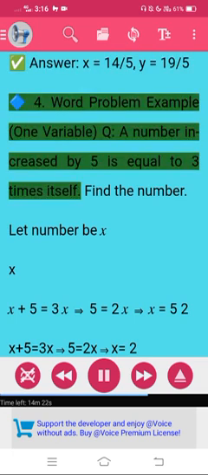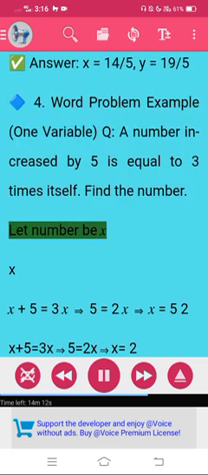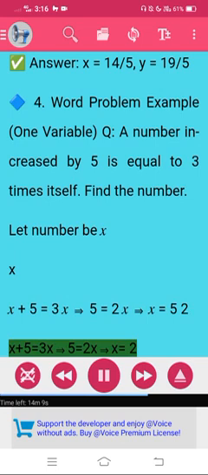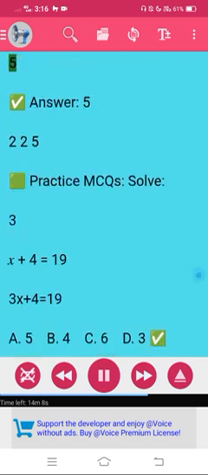Diamond 4: Word problem example, one variable. A number increased by 5 is equal to 3 times itself. Find the number. Let the number be x. x plus 5 equals 3x, implies 5 equals 2x, implies x equals 5/2. Check. Answer: 5/2.